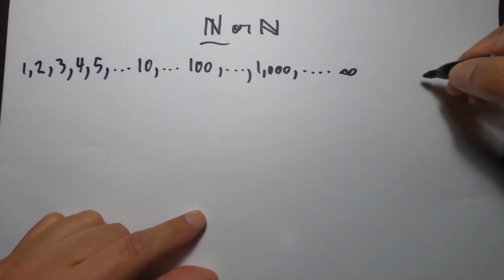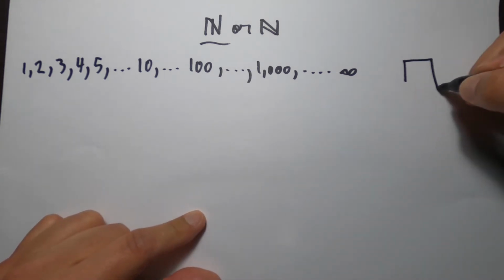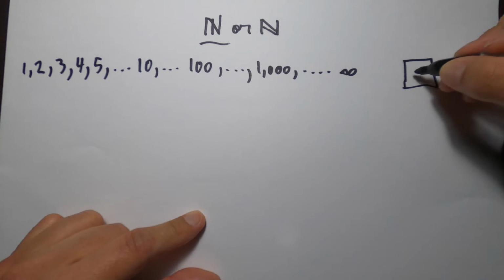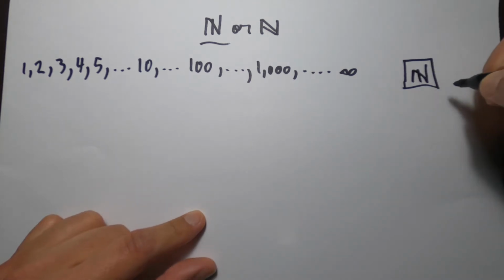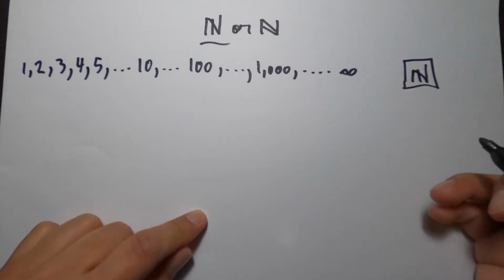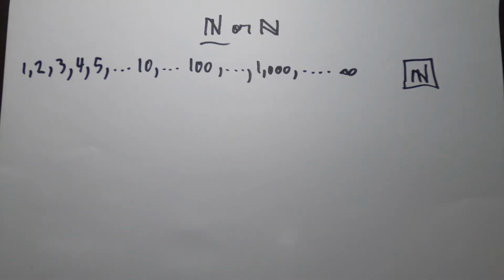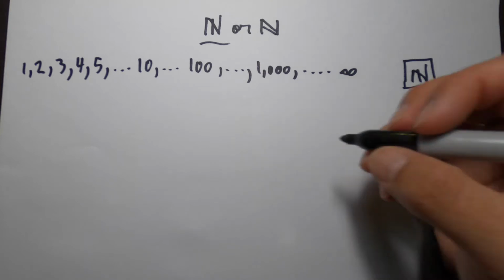Now, we're going to create also a little box. We're going to put your Ns in. That's where all your natural numbers are going to be. So then our next numbers that we're going to look at are, let's say, your integers.